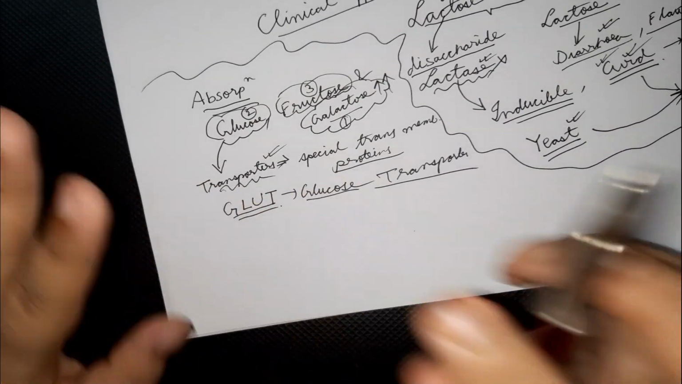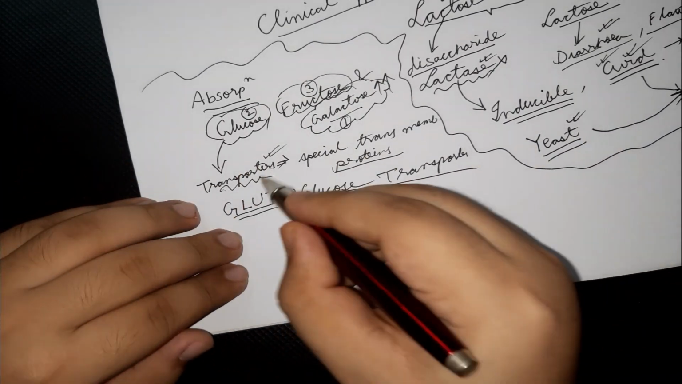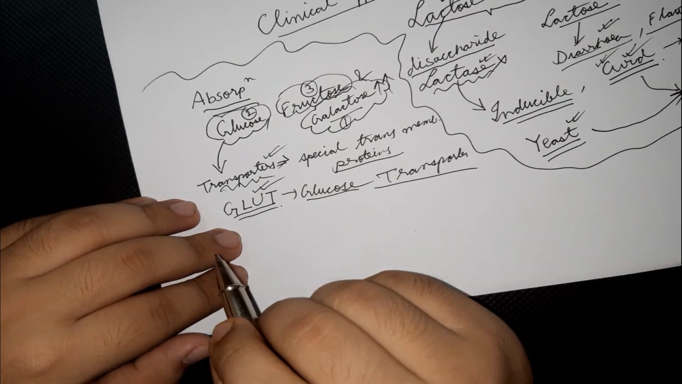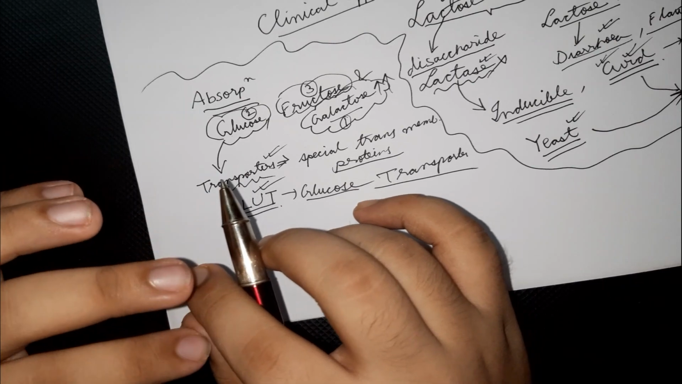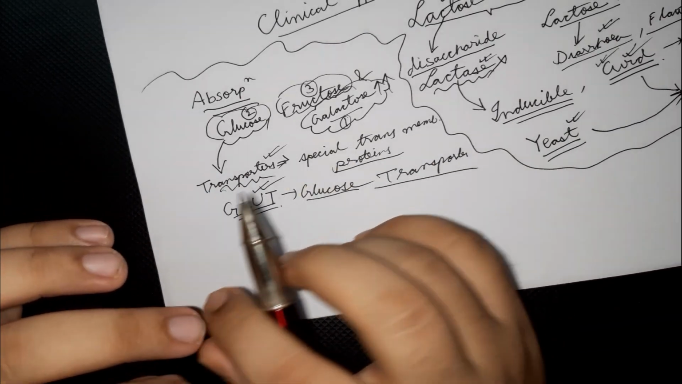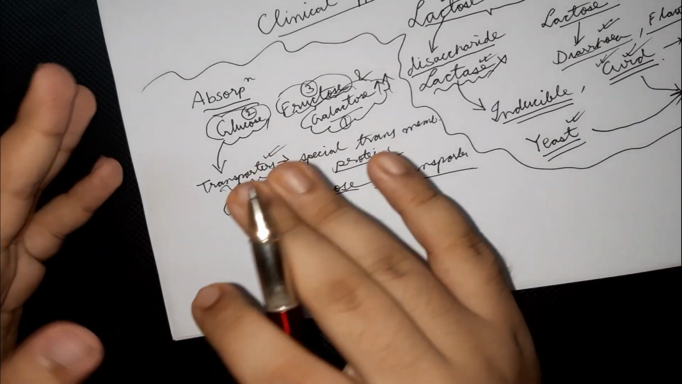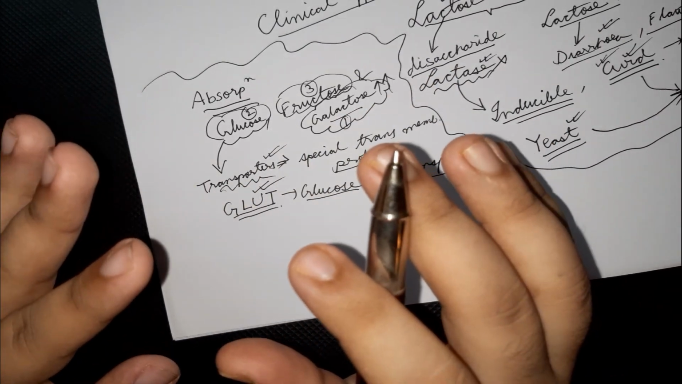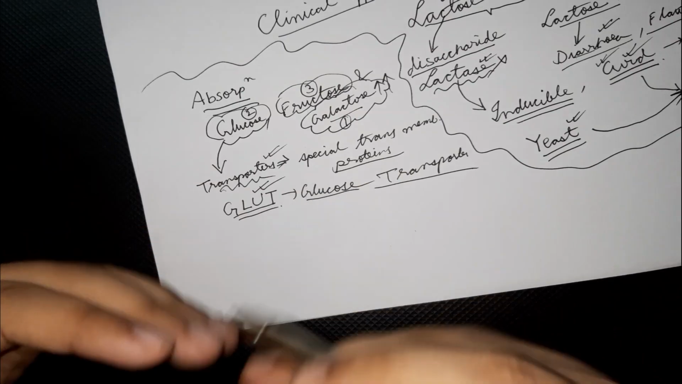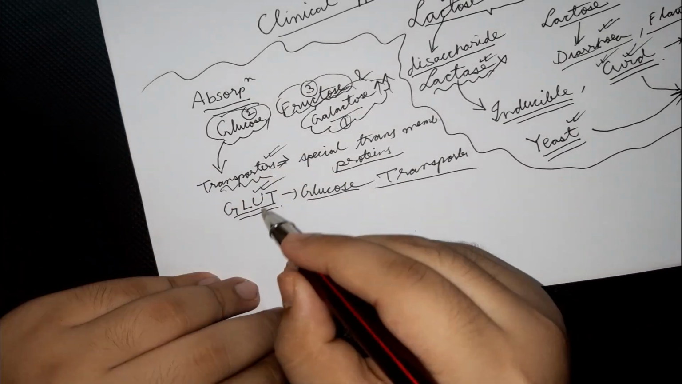So there are different kinds of these GLUT. There is GLUT 1, 2, 3, 4, 5 and so on, right? But GLUT 1 to GLUT 5, they are the most important. Okay, so what I am talking about, let me repeat it again.